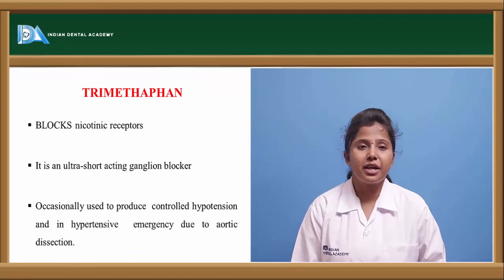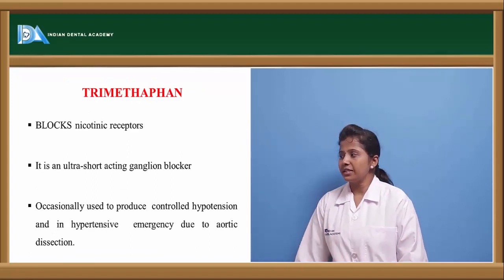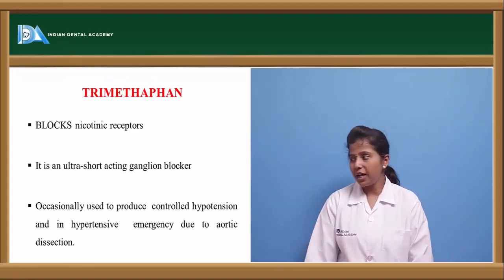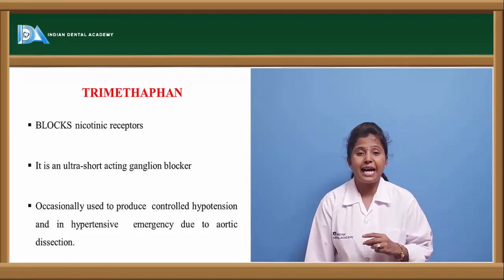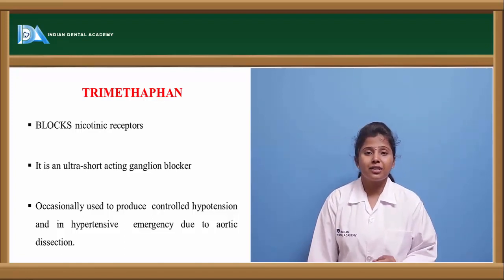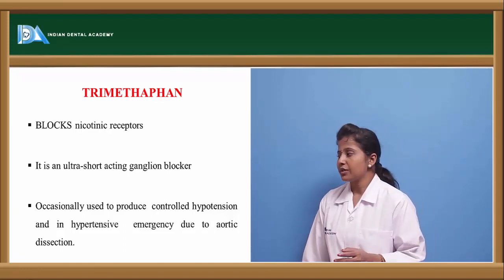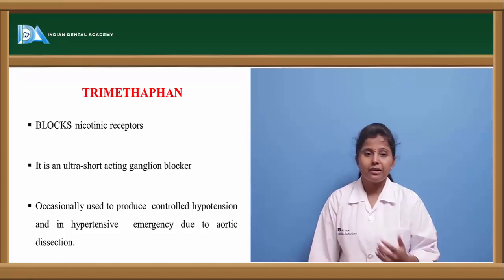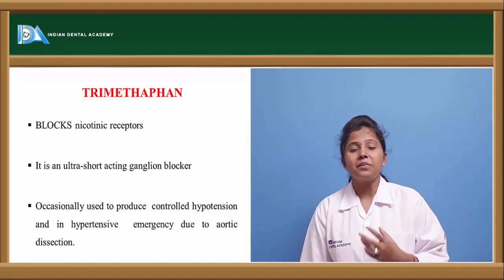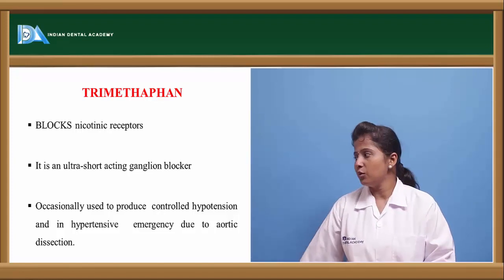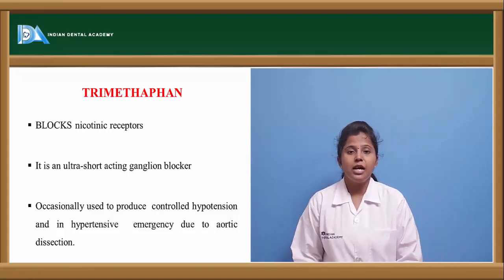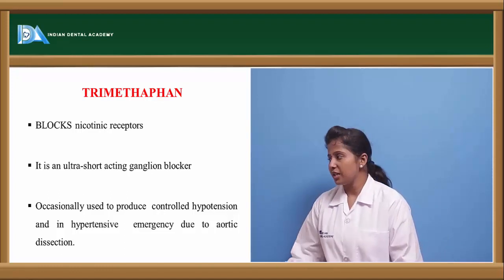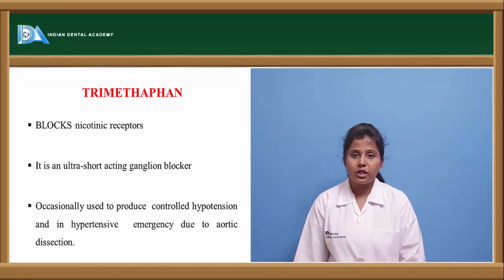The other drug is trimethaphan. Trimethaphan is a drug which blocks the nicotinic receptors, and it is an ultra short acting ganglionic blocker because the duration of action of trimethaphan is very short, only a few minutes. That is the reason it is an ultra short acting drug. Trimethaphan is occasionally used in hypotension conditions to control blood pressure, and in hypertensive emergency conditions this drug is used clinically.